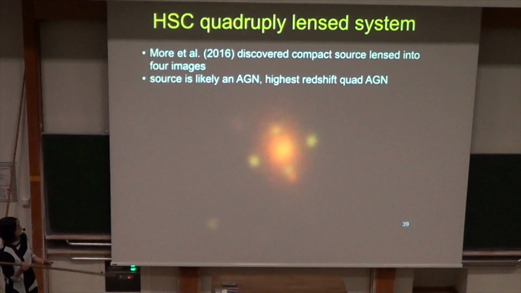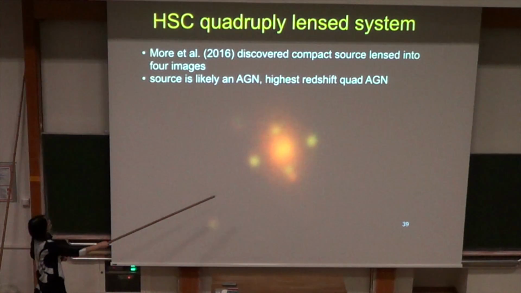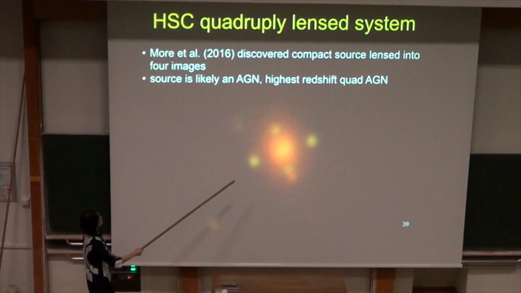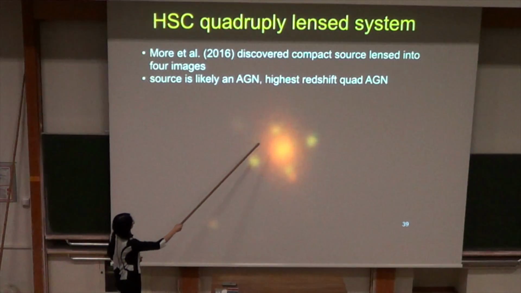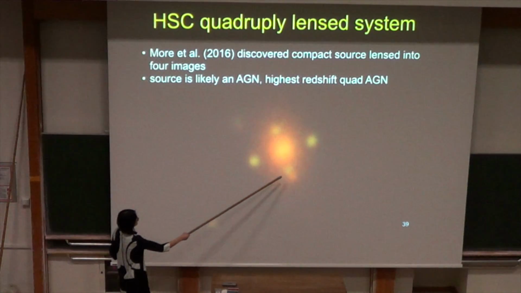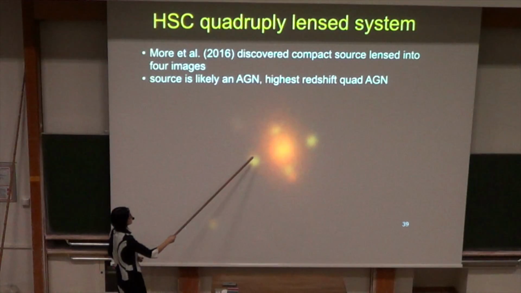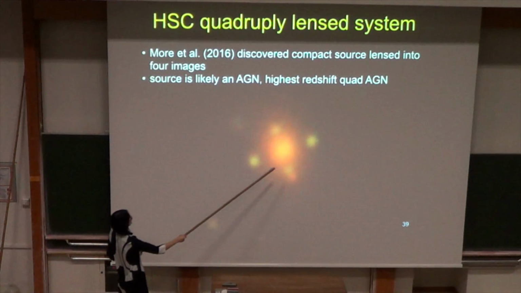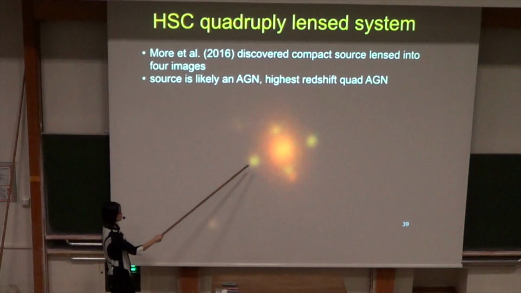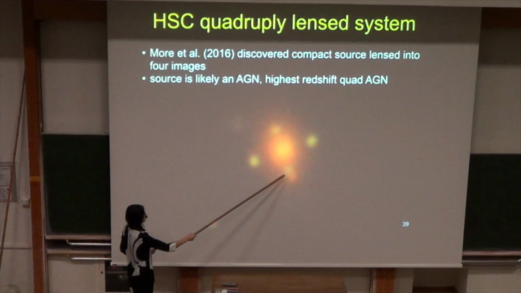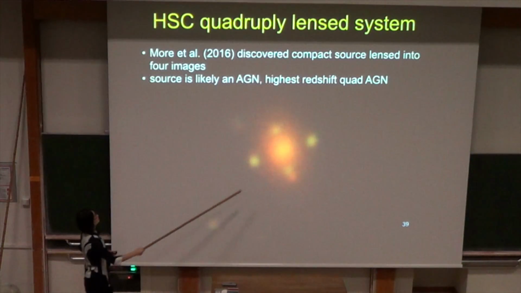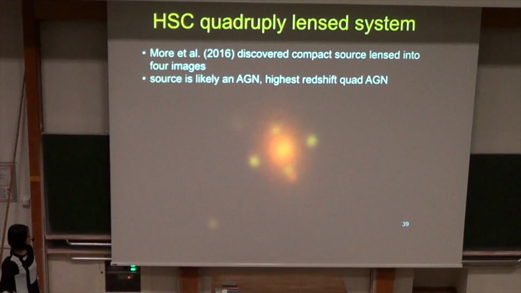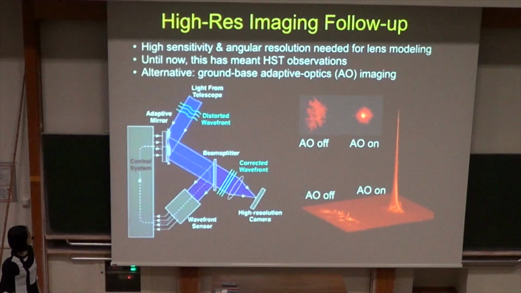In HSC, though, we found our first four-image system. This was found serendipitously by a collaborator. The quasar images are these four that you see. Actually, it's currently still a bit unclear whether this is really a lens quasar or not. It's at a very high redshift, close to 4. It's likely a lens quasar, as lensed by the foreground galaxy. And if it is really an AGN, this is the highest redshift quad AGN known so far.